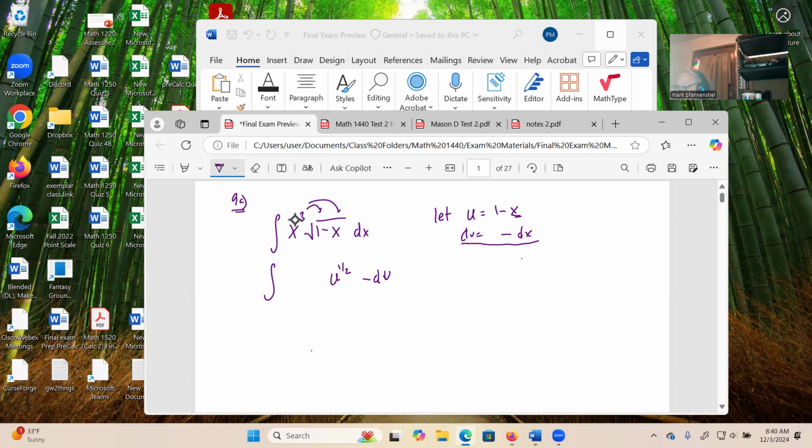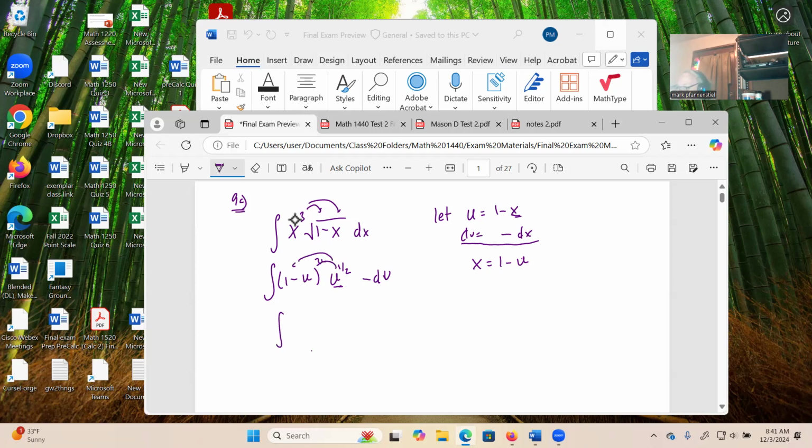So what I'm going to do is say, well, if u is equal to 1 minus x, then x must equal 1 minus u. All I did was add x to both sides, subtract u from both sides. So now this is 1 minus u cubed. And now what I could do is multiply this out, multiply by the u to the 1/2, and then integrate the whole thing. I still can't really deal with what's going on here. I can't just do this. It doesn't work like that.